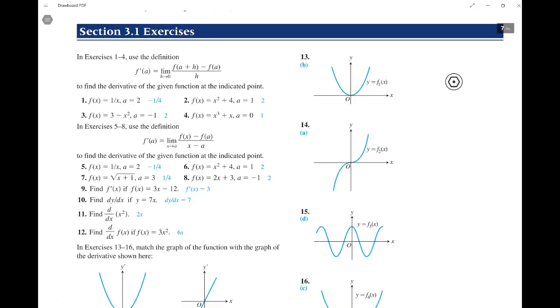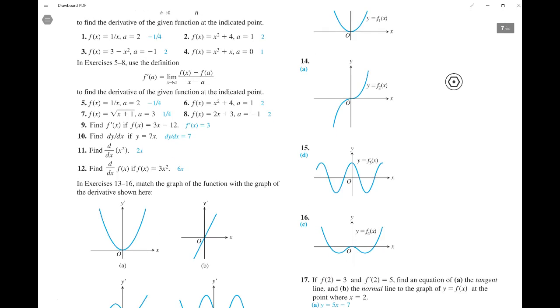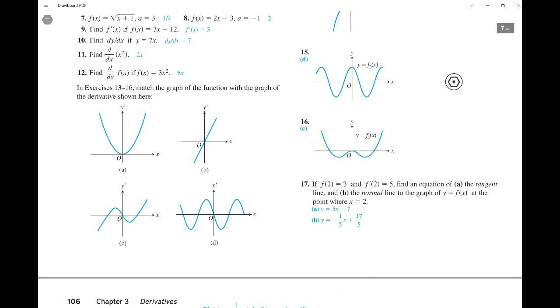Can we just use the idea that it's just one less degree? If you made that connection, that's fine. So you see something that's an x squared, so that means it's going to become linear. And then 14 looks like an x to the third, so it's going to be an x squared, so that matches A. 15 looks like a sine, or actually 15 looks like a cosine curve. Okay, so actually, no, it's going to be D.